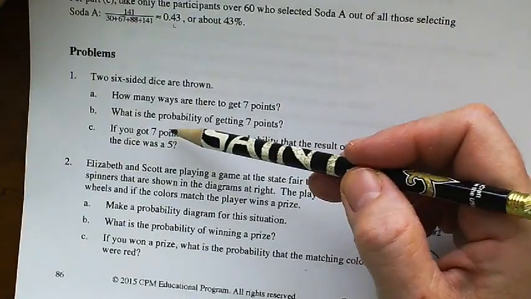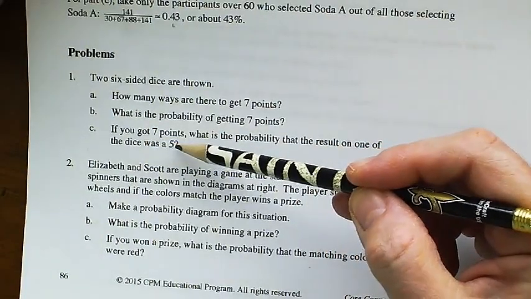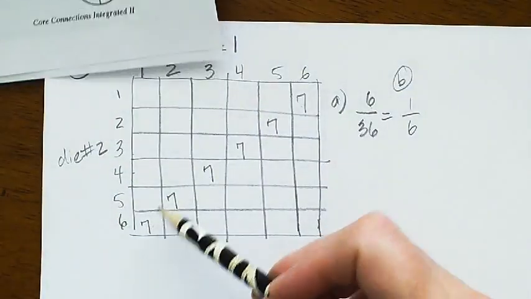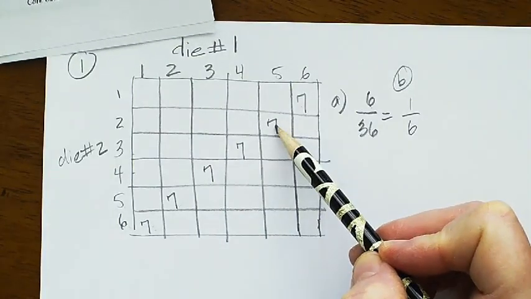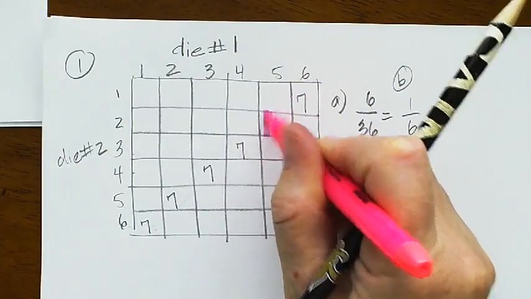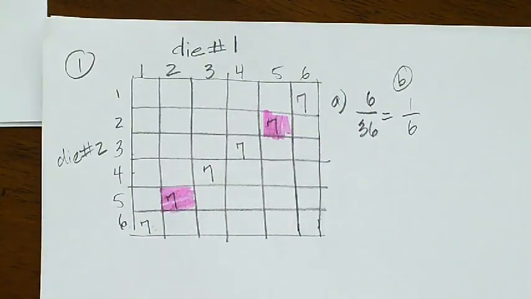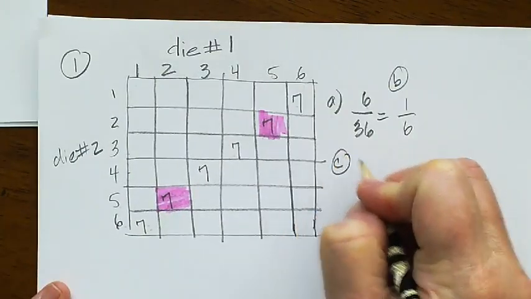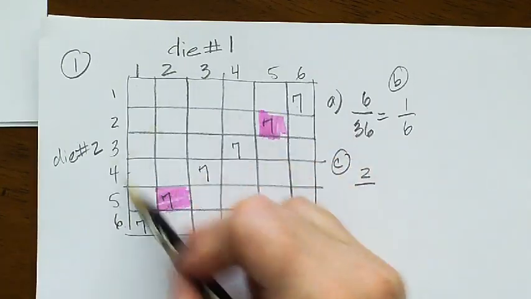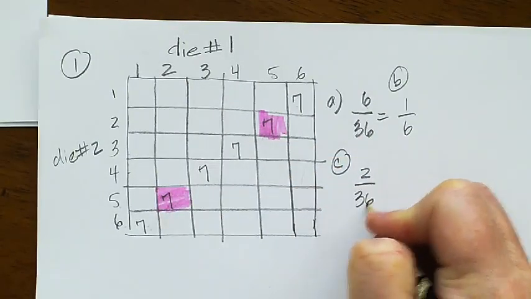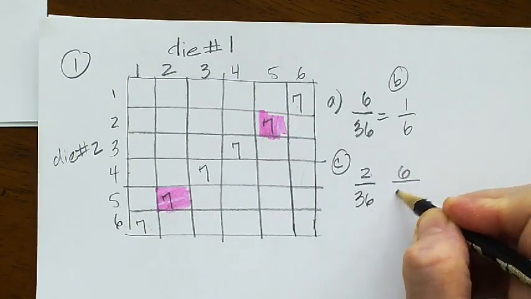Okay, if you got 7 points, what's the probability that the result on one of the dice was a 5? So if you get 7, the probability that one of the dice has a 5 is this one right here and this one right here. So that would be 2 out of the total, which would be 36, 2 out of 36, out of the 6 out of 36.